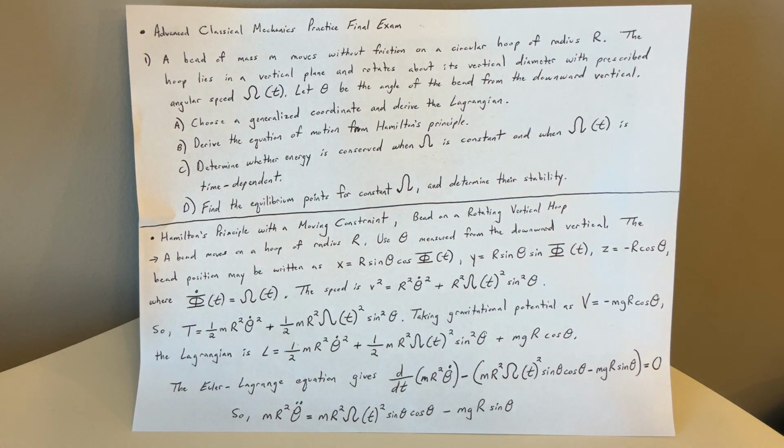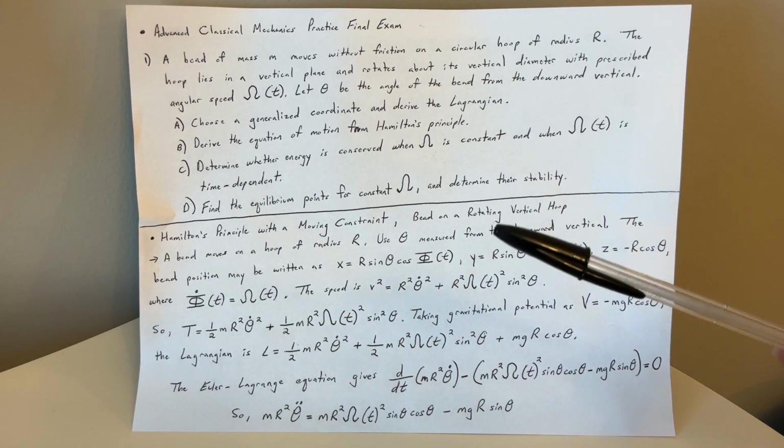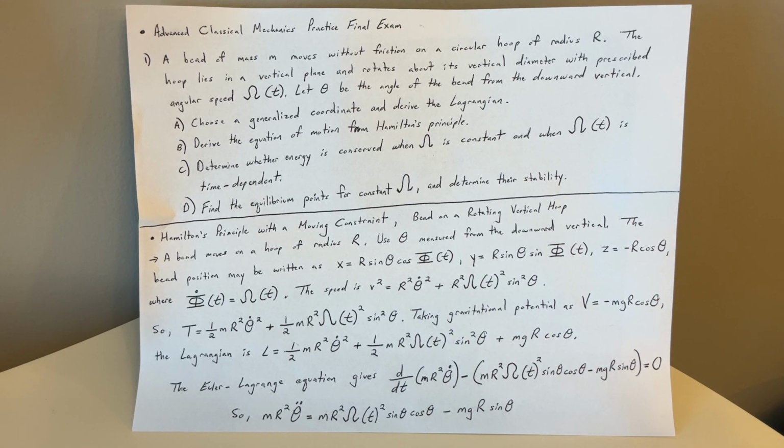Part A, choose a generalized coordinate and derive the Lagrangian. Part B, derive the equation of motion from Hamilton's principle. Part C, determine whether energy is conserved when capital Omega is constant and when capital Omega of t is time dependent. And part D, find the equilibrium points for constant omega and determine their stability. So we're going to go over the whole thing. This is Hamilton's principle with a moving constraint for a bead on a rotating vertical hoop.